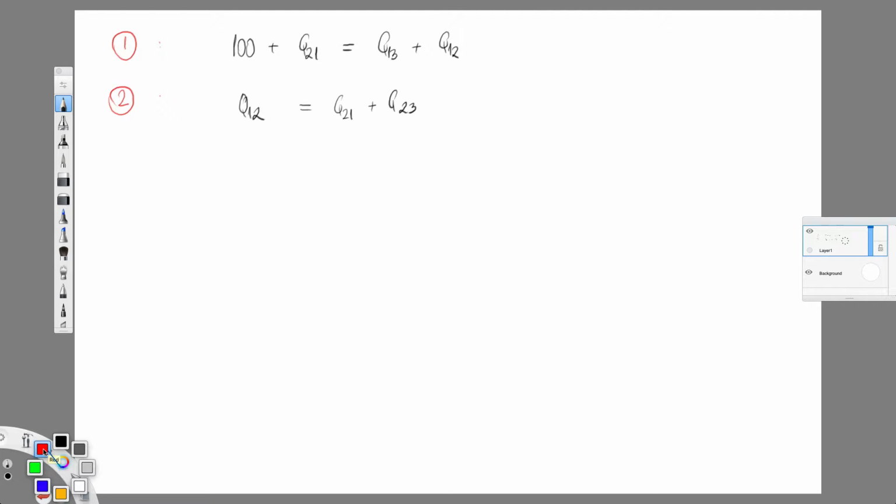And finally, the third one. What comes in? Q13 and Q23. Oh yeah, and plus 20, yes. And what comes out is Q33, which is 120, so we can actually write that down. Everybody clear?